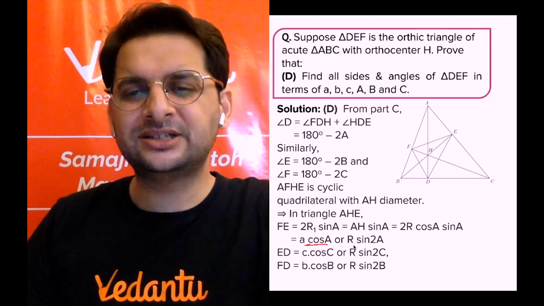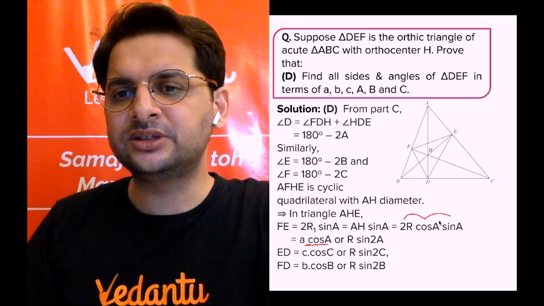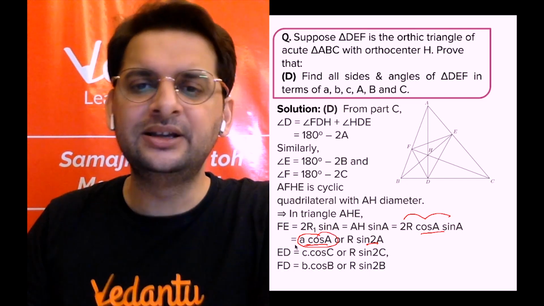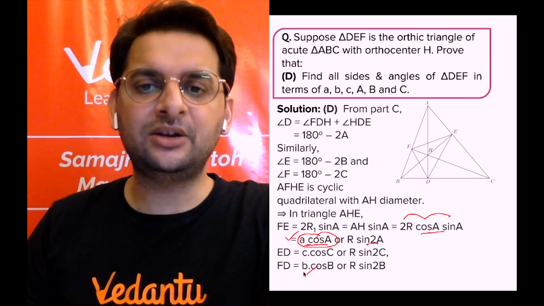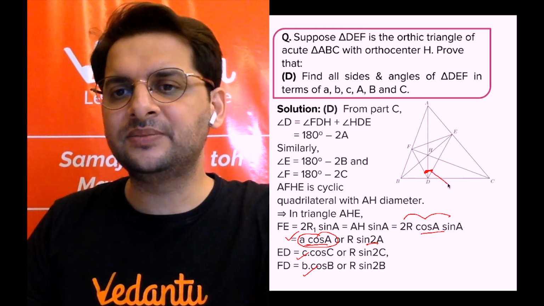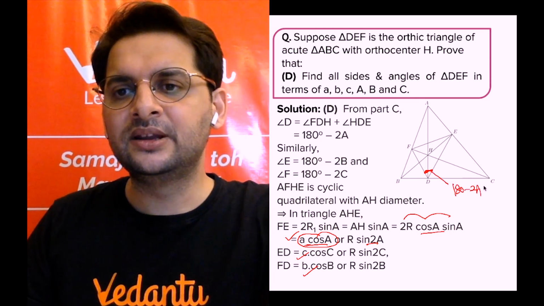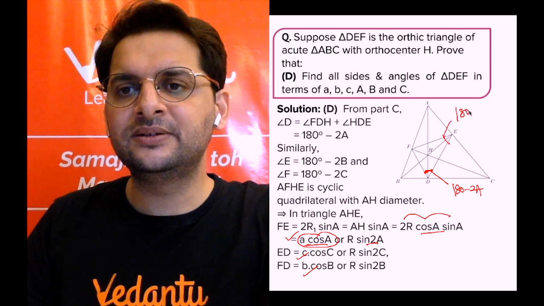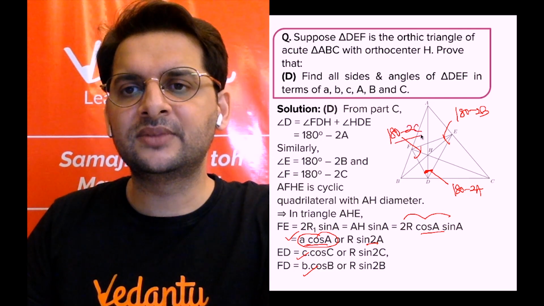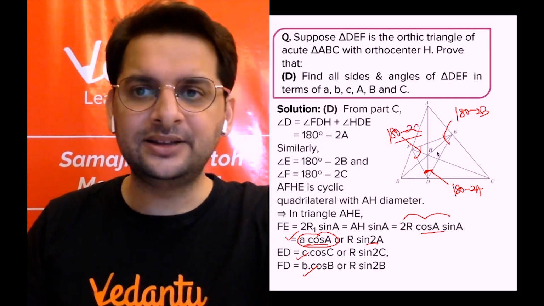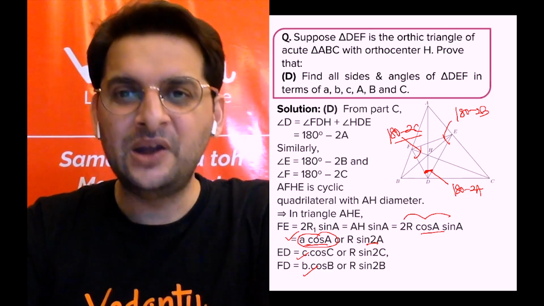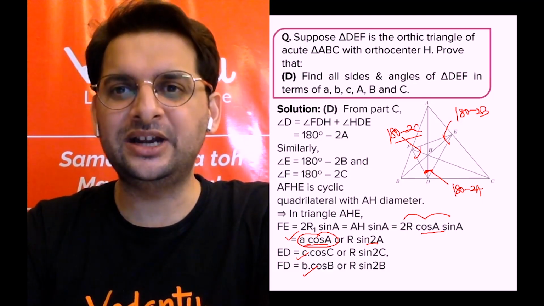So A cos A, or this can be written as R sin 2A, because 2 sin A cos A, trigonometry में sin 2A लिख सकते हैं. But we wanted to find in terms of A and A, so this would be the answer. Or B cos B or C cos C. So the angles of the orthic triangle are 180 minus 2A and 180 minus 2B and 180 minus 2C. And the sides are A cos A, B cos B, C cos C. So simple, right? Which brings us to the last question.